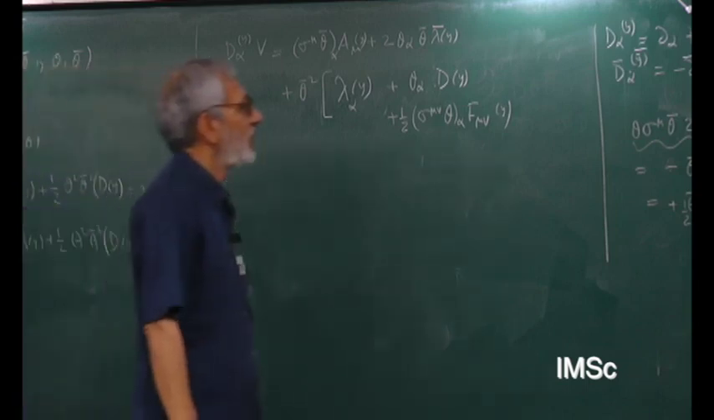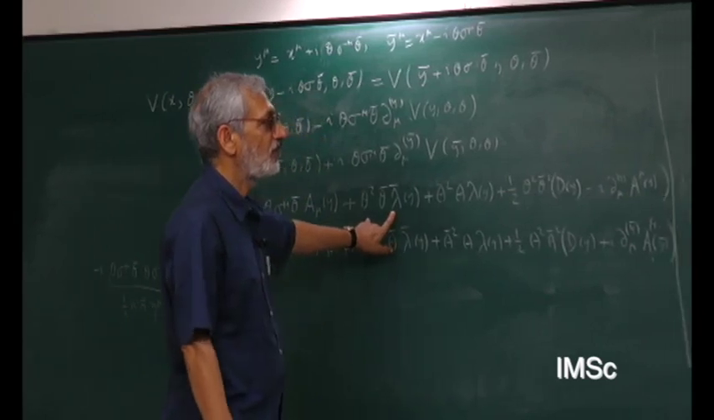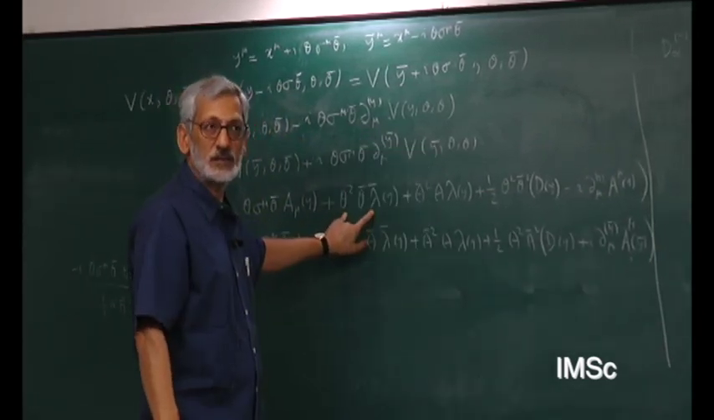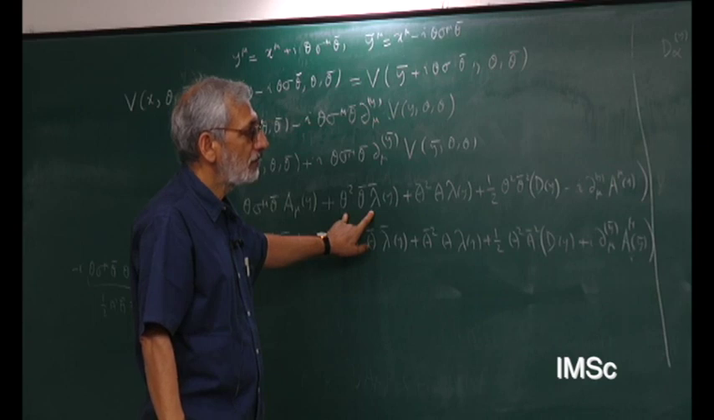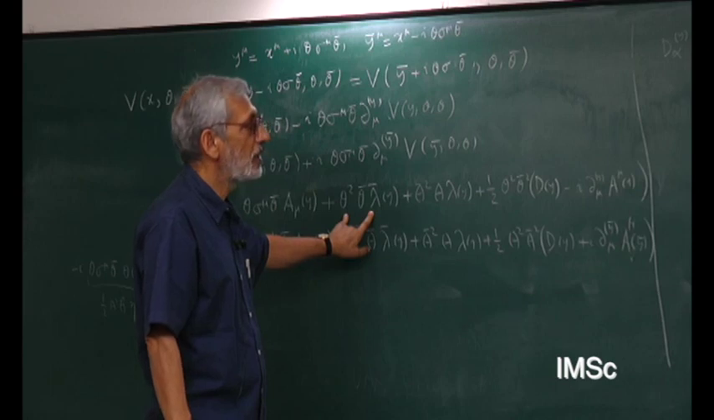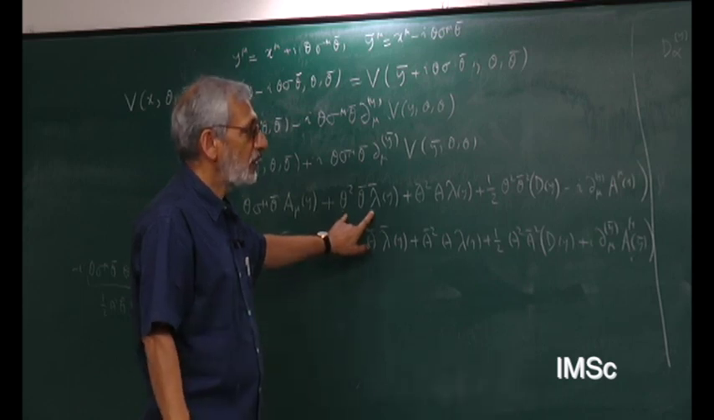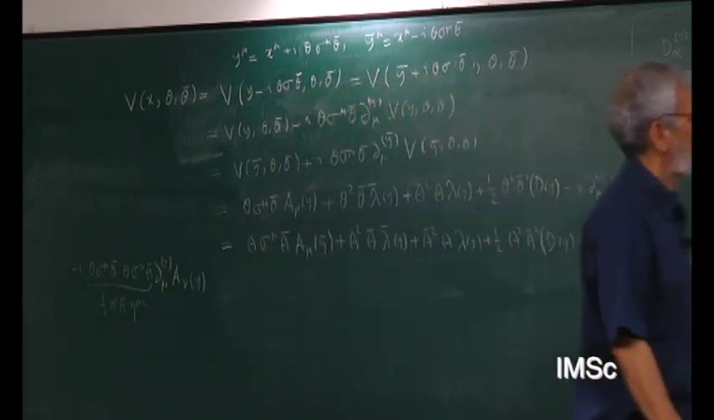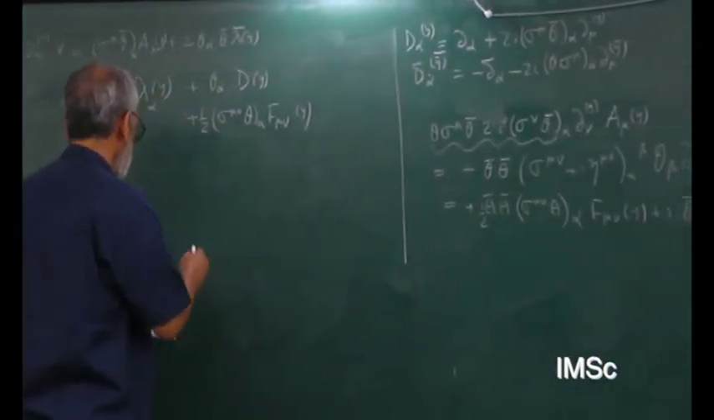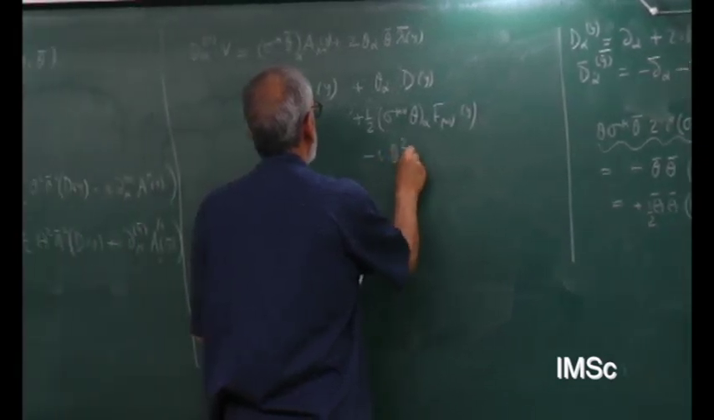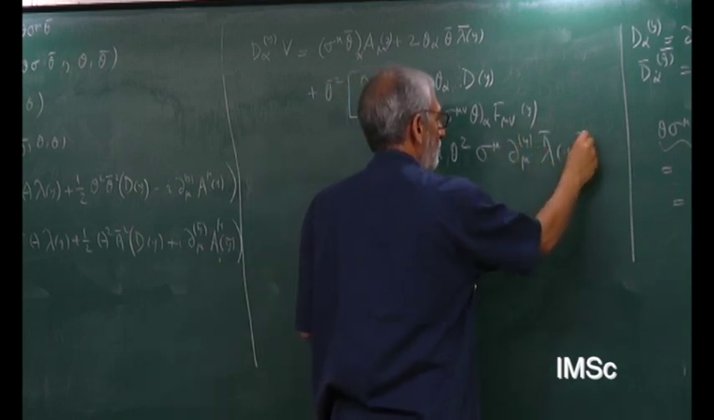There's one more term. Now this object can hit this. That has one theta bar, this has two theta. So that will also give me the next term. Yes. Now look at this term. Yes, this term. This object hitting that term will give me a derivative over lambda bar. And do the phase rearrangement, and you should see an answer i theta square sigma mu d mu y lambda bar y.